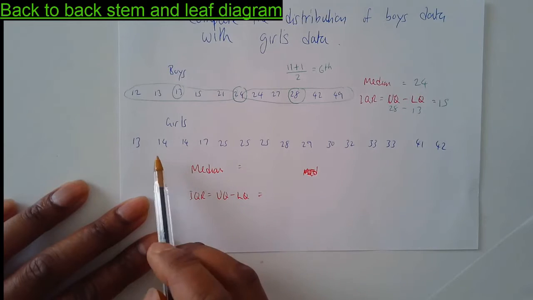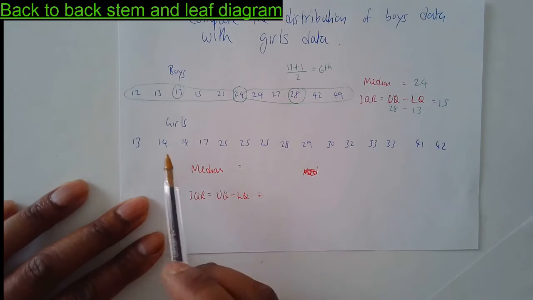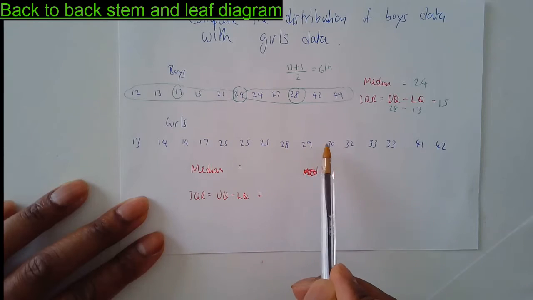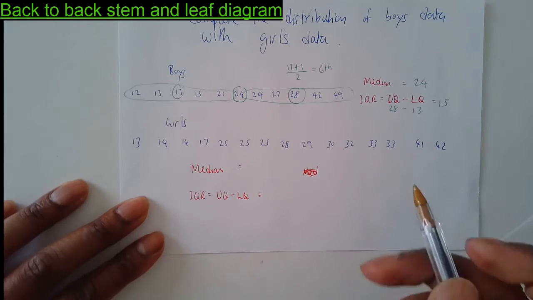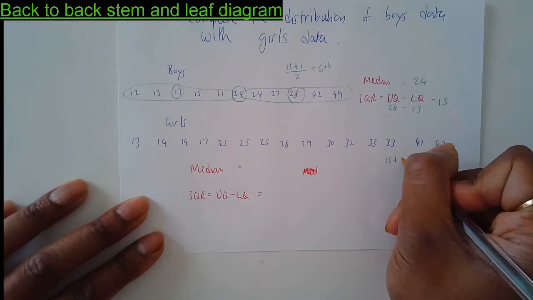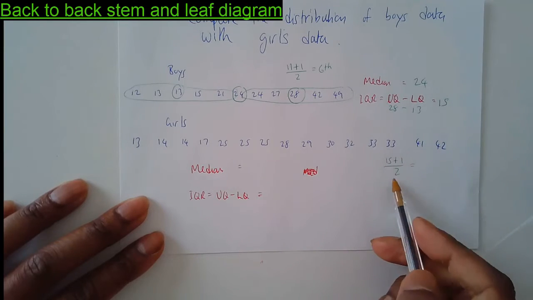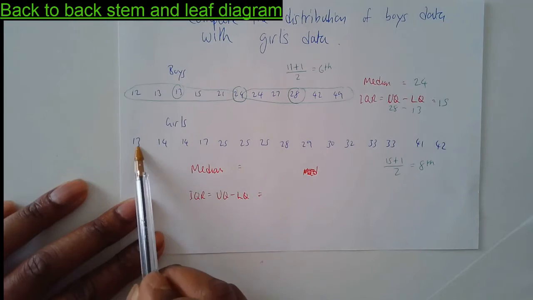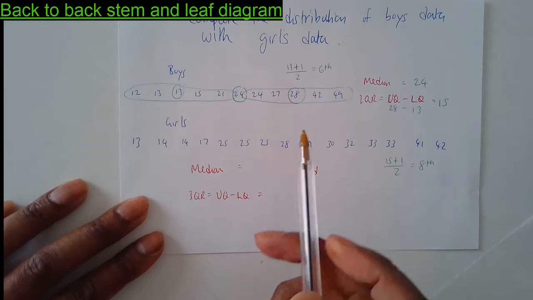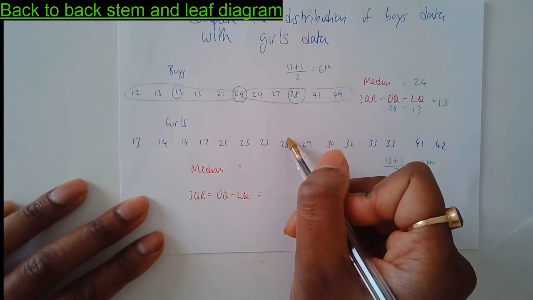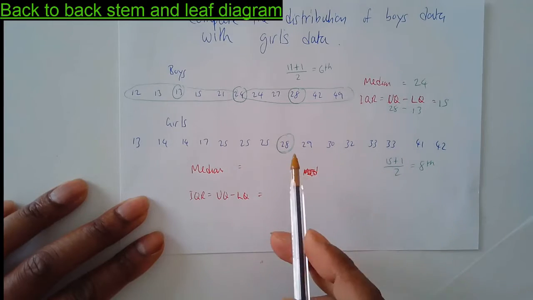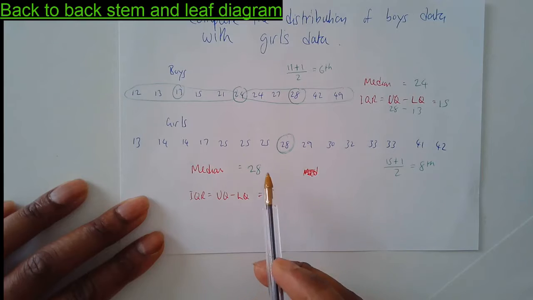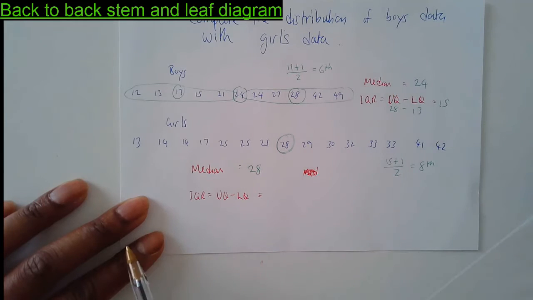Do a similar sort of thing for the girls here to work out the median. Find the middle. 12, 13, 14, 15. And then remember to add 1 and then half it. 16 divided by 2 is 8. So you're looking for the 8th person. First, second, third, fourth, fifth, sixth, seventh, 8th. Median is 28 for the girls. Slightly higher than the boys.